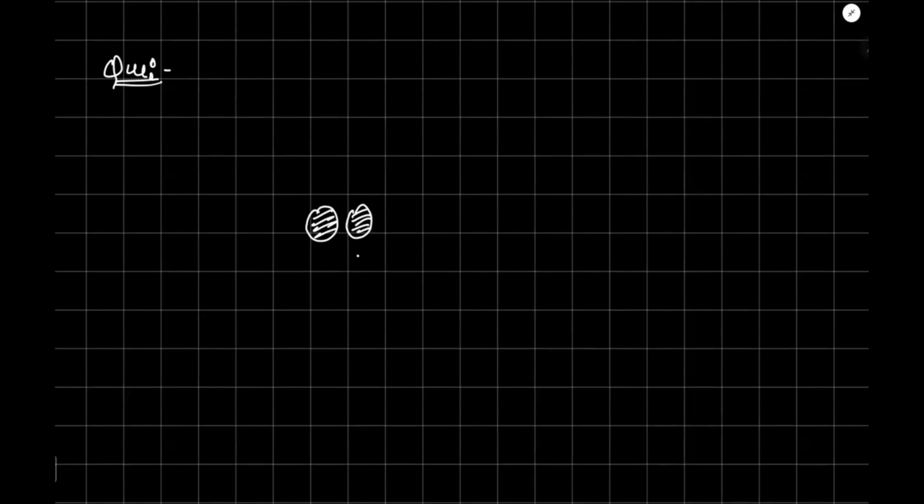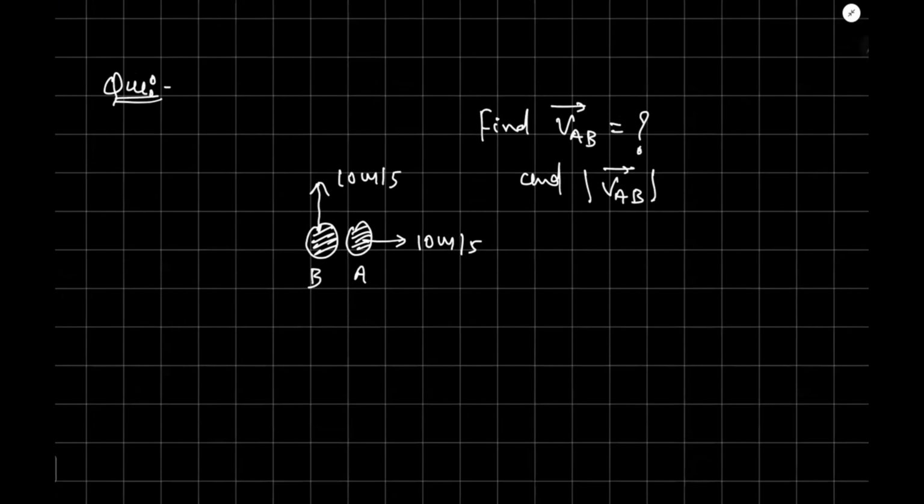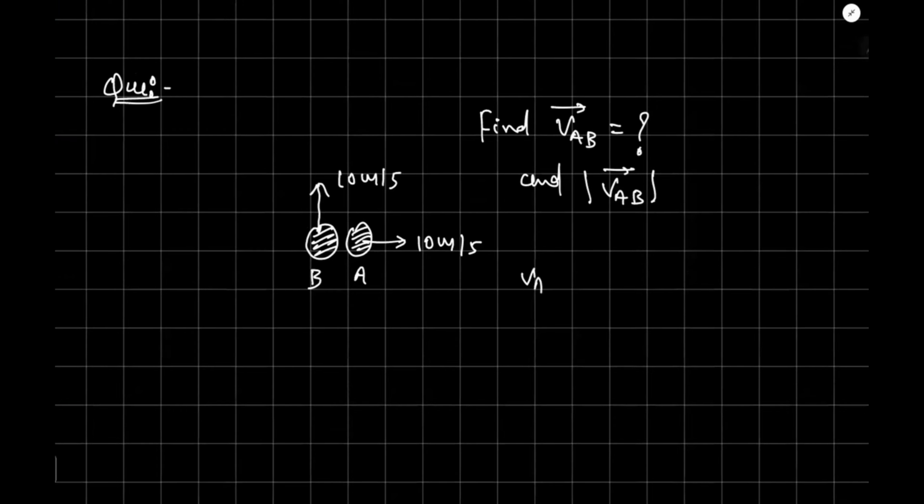There are two objects. Let's say this one is A and this one is B. The velocity of A is given to you in this direction, toward east, 10 meter per second, and the velocity of B is given to you toward north. It is also the same, 10 meter per second. What you have to find? Find the velocity of A with respect to B and the magnitude of this velocity. So we have to find velocity of A with respect to B. So what can we say about this one? Velocity of A minus velocity of B.